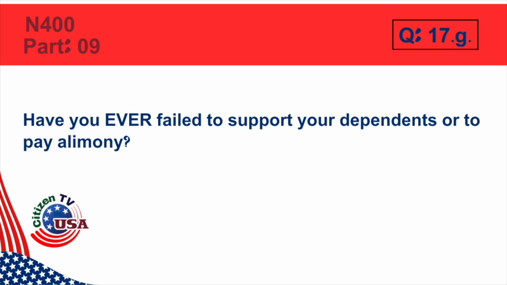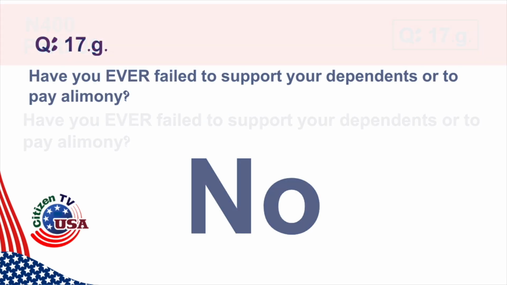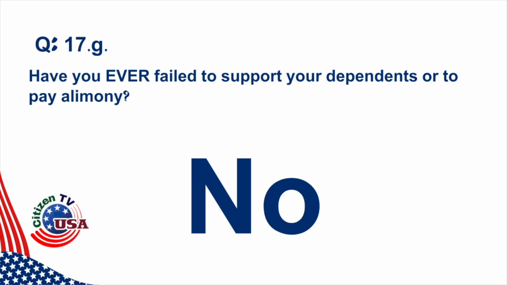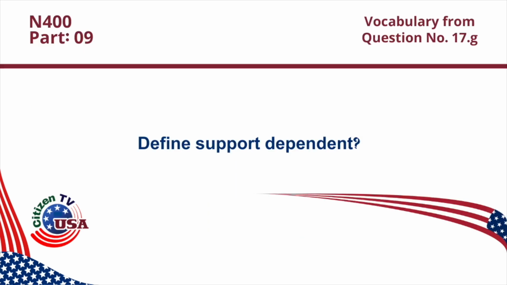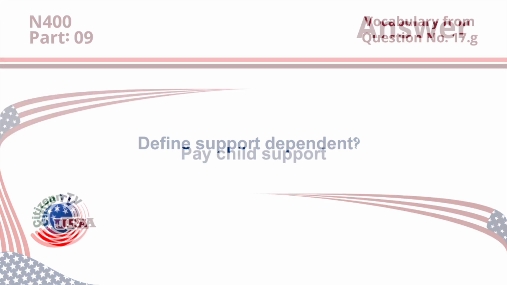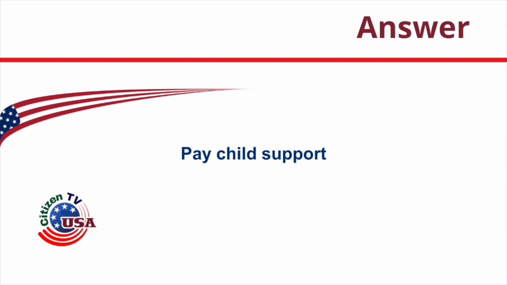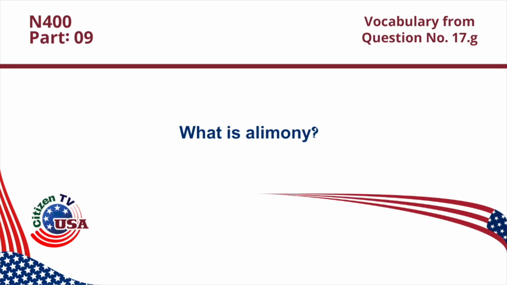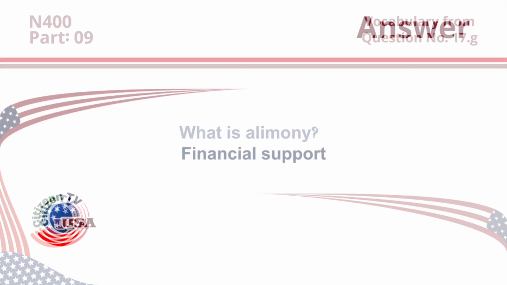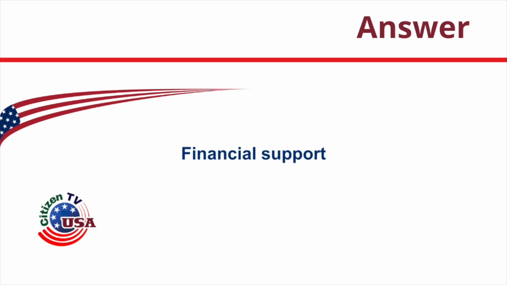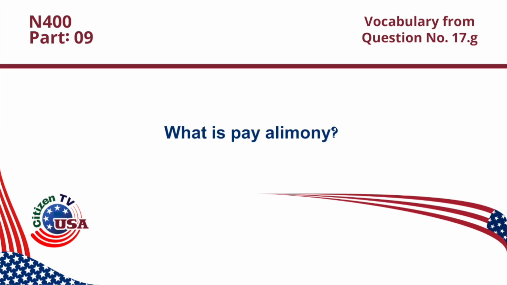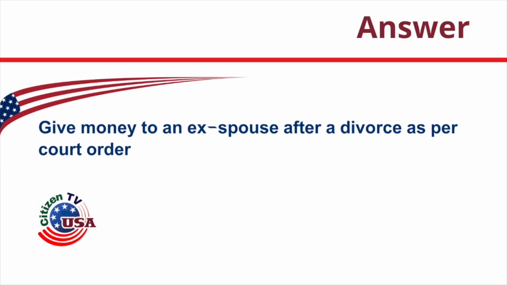Have you ever failed to support your dependents or to pay alimony? No. Define support dependent. Pay child support. What is alimony? Financial support. What is pay alimony? Give money to an ex-spouse after a divorce as per court order.